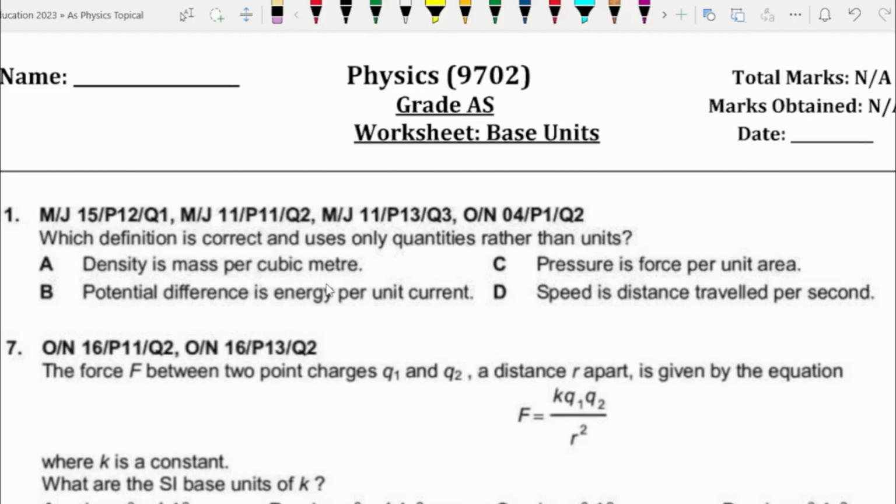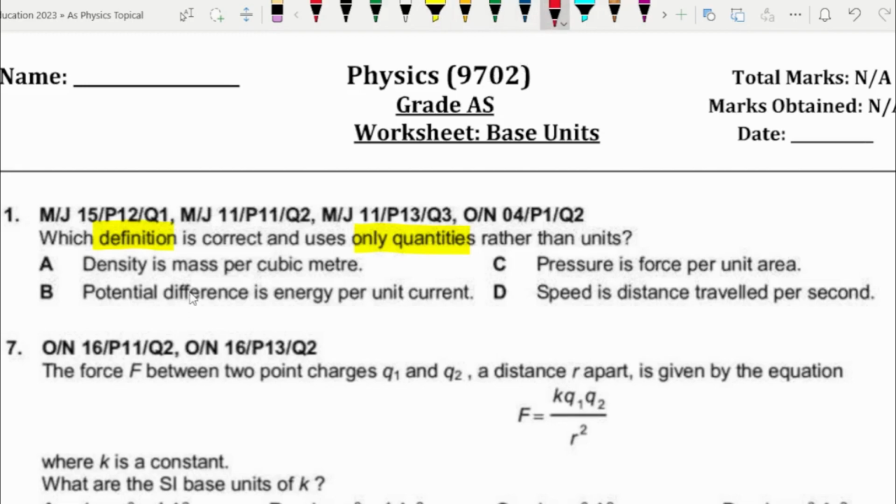In the options, first of all, the definition has to be correct. For example, if they talk about density, then density is mass per unit volume. It can't be density is mass per unit force, or mass per unit area. So the definition has to be correct, and the equation must be using the quantities only, not the units.